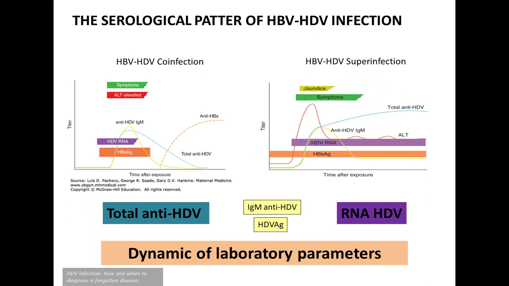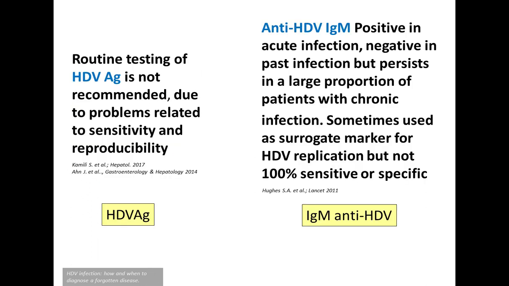Both total antibodies and IgM class antibodies can be detected the first 1 or 2 weeks after the beginning of symptoms. IgM class antibody decreases with persistence of total antibodies in case of persistence of infection. The Delta antigen would also demonstrate active infection. However, testing of this antigen is currently not recommended due to problems related to sensitivity and reproducibility of tests.